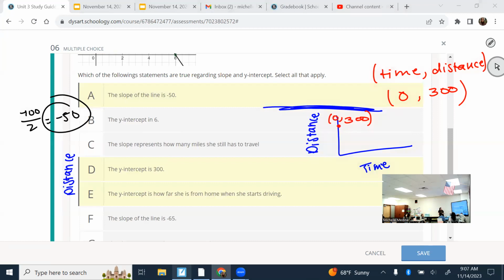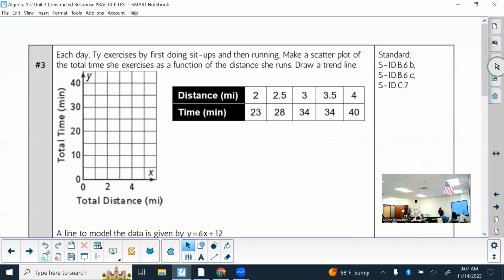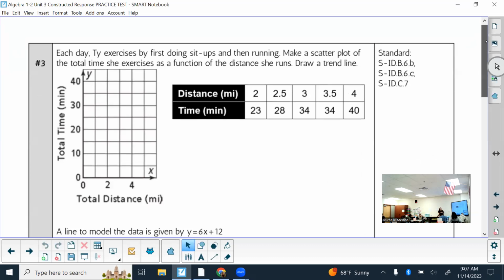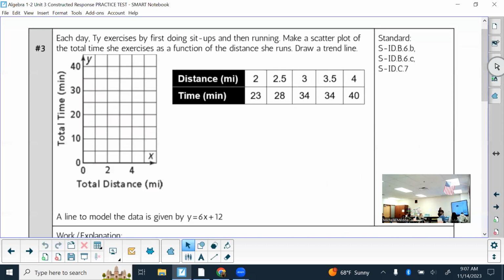Okay, number 3 on the constructive response. So each day, Ty exercises by first doing sit-ups and then running. Make a scatter plot of the total time she exercises as a function of the distance she runs. And draw a trend line. So this kind of helps you out and tells you what should be your X and what should be your Y. So follow that. This is my X, this is my Y. That's how they label the axes.